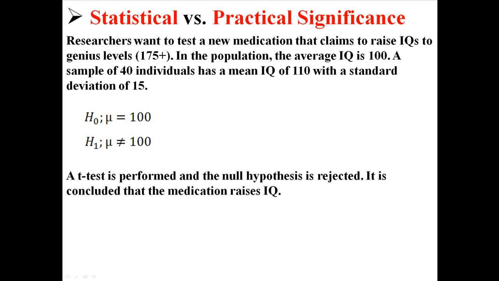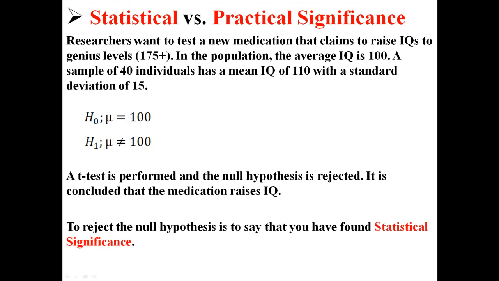So let's say we do that, a t-test is performed and we end up rejecting the null hypothesis. So we're going to say, okay, we're going to conclude that the medication raises IQ. Now doing something like this, the whole rejecting of the null hypothesis and saying the alternative is true, that is called statistical significance. By rejecting the null hypothesis, we have found statistical significance.